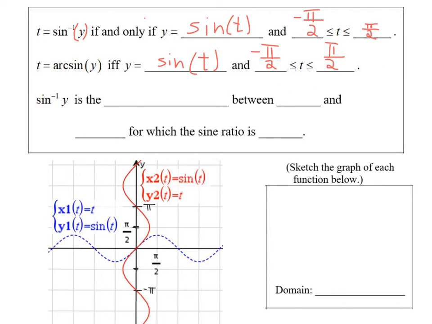All right, and just like we said with inverse cosine, inverse sine of y, that is the angle. It's the angle between, this time, negative pi over 2 and positive pi over 2, for which the sine ratio is once again y. All right, and as far as sketching the graph, why don't you pause the video, see if you can sketch the graph, and then fill in the domain for inverse sine.